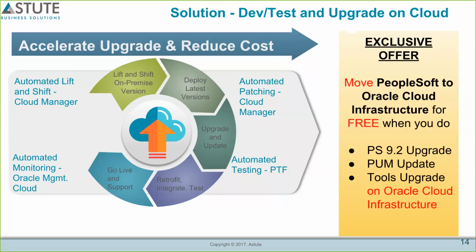So here's something that we want to offer as an exclusive for people on this webinar. You're taking your time to listen to us. You've heard our story so far. If you want to do a dev test or upgrade on cloud, our offer is that we will move your PeopleSoft application to Oracle Cloud Infrastructure for free if you decide to use Oracle Cloud Infrastructure for your 9.2 upgrade, your PUM update project, your tools upgrade project, any combination of these. You may do a 9.2 upgrade with the latest PUM and the latest tools. Excellent, let's do that. But if you decide to do that and we are your chosen partner, the migration of your application from on-prem to cloud is on us, right? So that's an excellent offer.